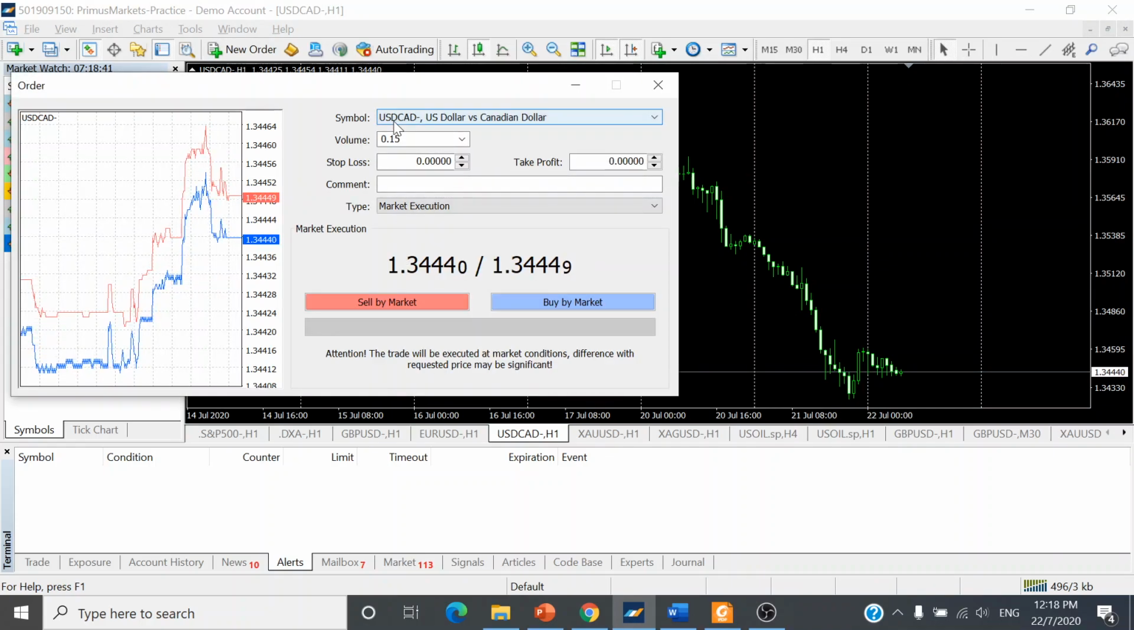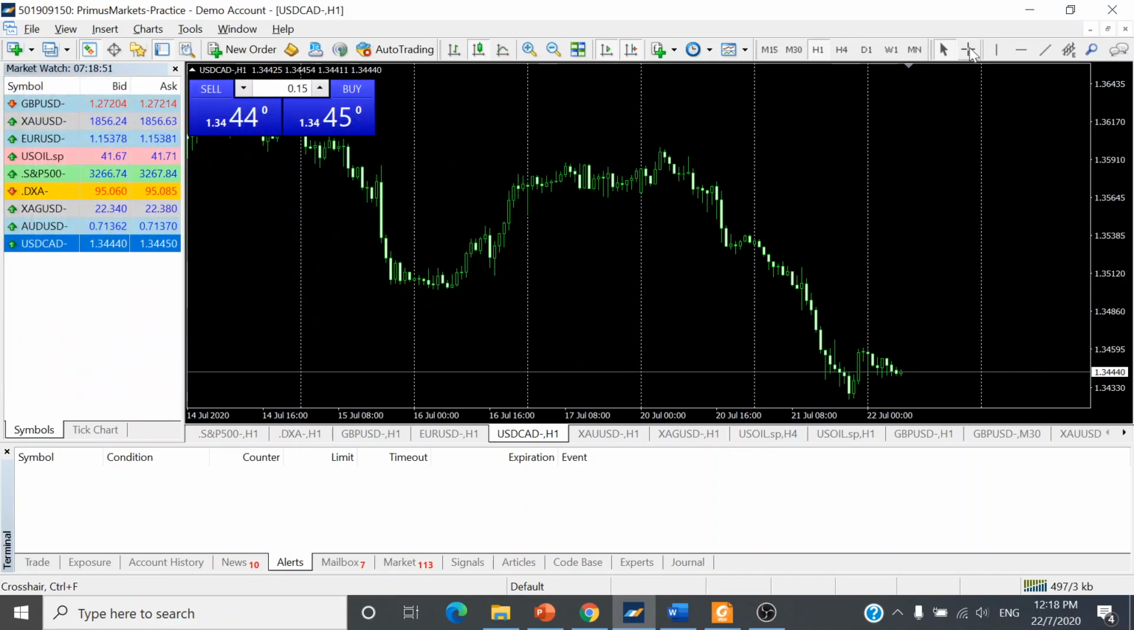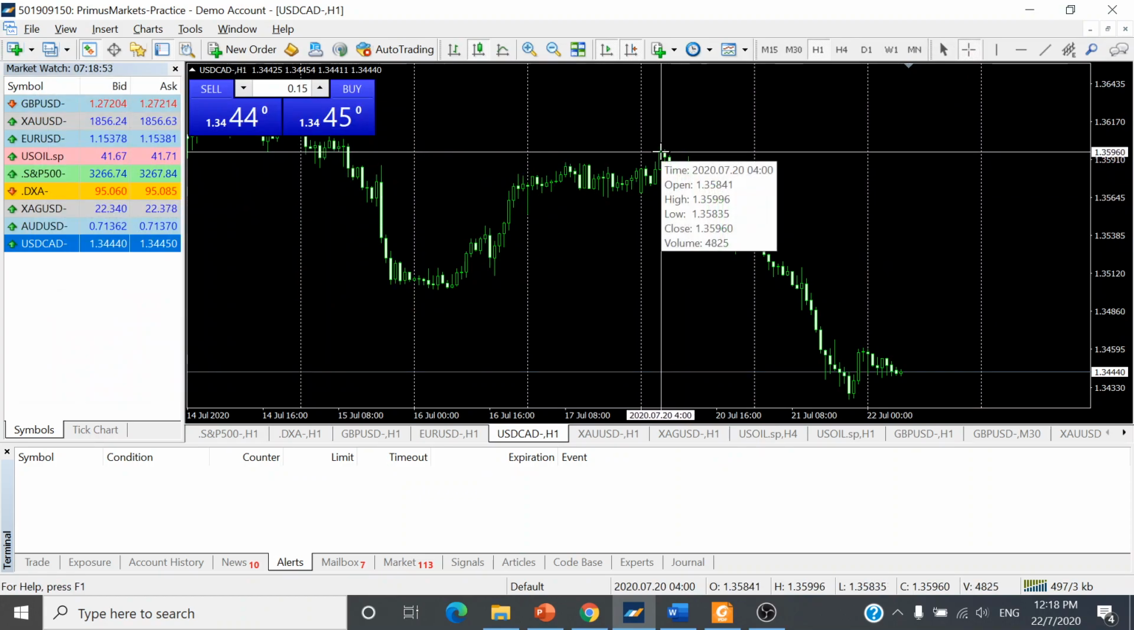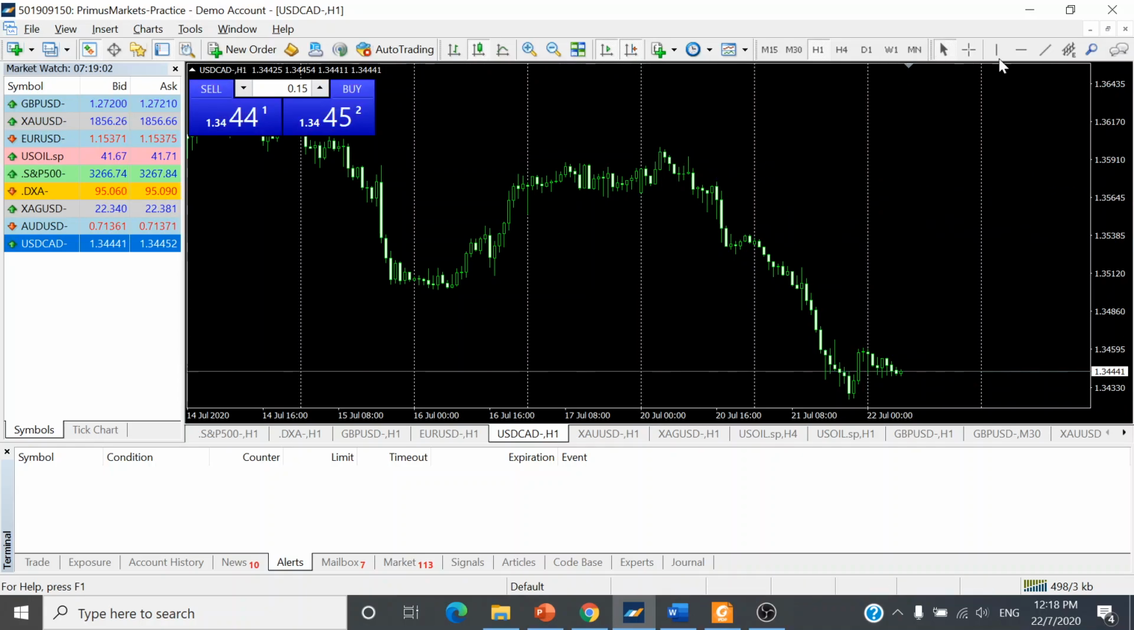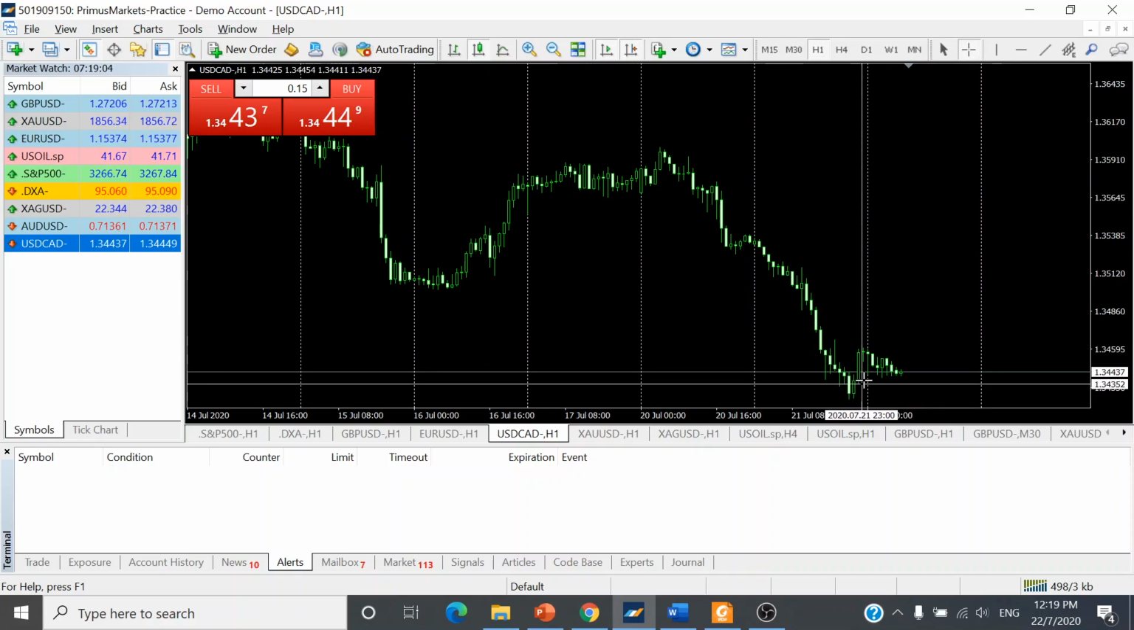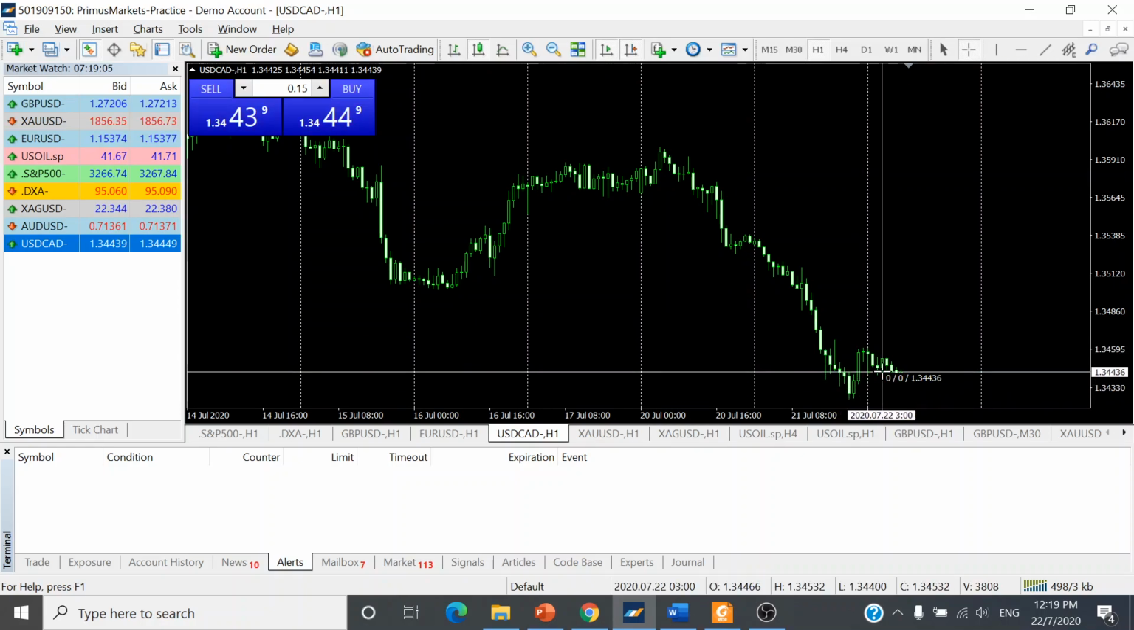So the US dollar is the first or the base pair, and the Canadian dollar is the counter or quote currency. So in this case, the US dollar value is 1. And if this is moving down, let's say from over here, it was at 1.3596, $1 could get for you 1.3596 Canadian dollars. However, at a lower price, at these levels, $1 can now only get for you 1.34 Canadian dollars.